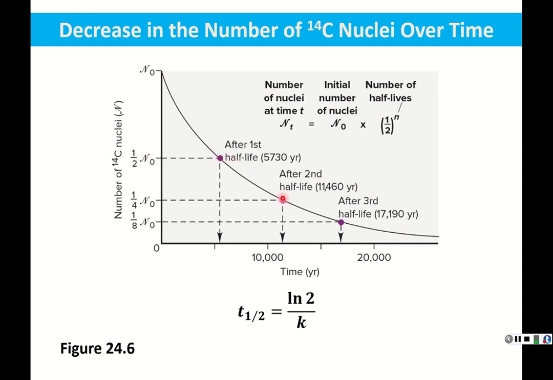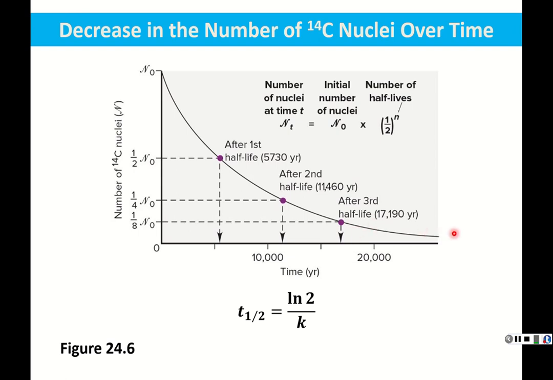Then we wait another half-life, so that would be a total of 11,460 years. Now we have 1/4 of what we started with. So 1/2 times 1/2 is 1/4. And then after 3 half-lives, we'd have 1/2 times 1/2 times 1/2, which would be 1/8. Okay, so you can see that each successive half-life, you're starting with less, so you're losing less and less each time. You're losing 1/2 of what you're starting with, but it's going to be a smaller number each time. It gets smaller and smaller and smaller.